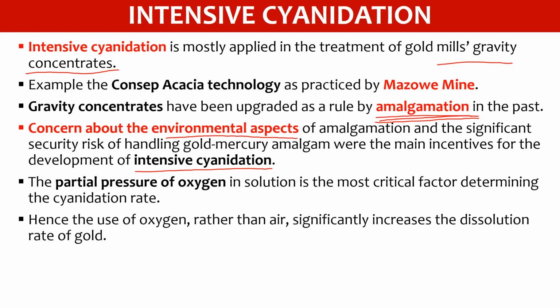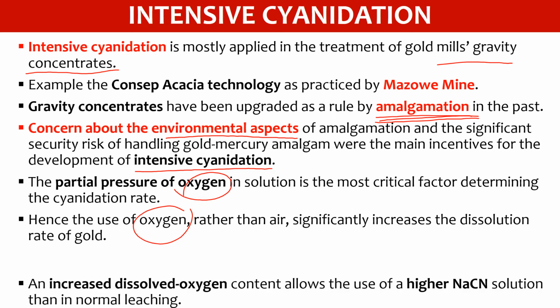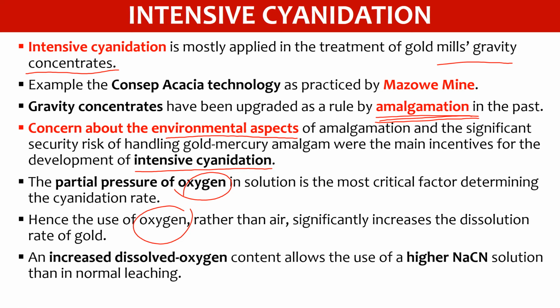In the intensive cyanidation process, oxygen is very important. Usually, pure oxygen is used to increase the rate of dissolution of gold. So in intensive leaching, you find that there is a significantly high dissolved oxygen in the system, and also a high cyanide concentration compared to normal leaching. Hence the name intensive cyanidation.